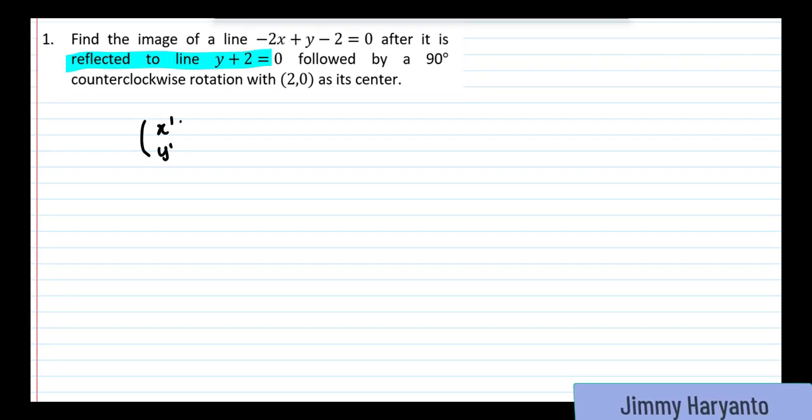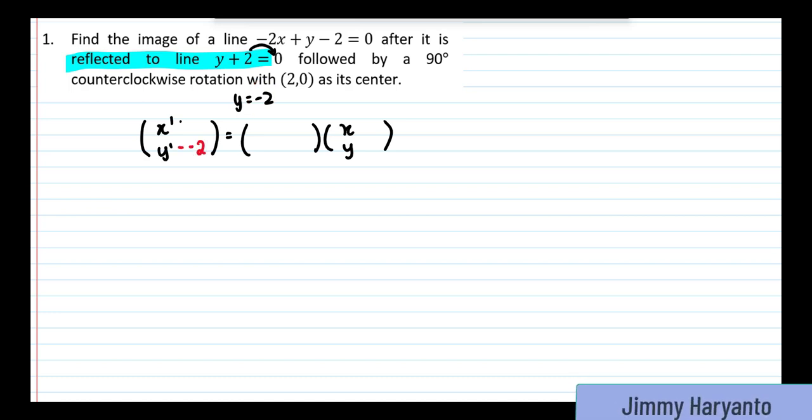So for the first one it will be reflection to the y equals to negative 2. Yeah, you have to move the 2 first to the right hand side, and then you write down the formula and then the x and the y. Okay, because we have negative 2 right here, that means you will have to use this formula minus 2, and then this one is also minus 2. And then the matrix for y equals to something is 1 0 0 negative 1.